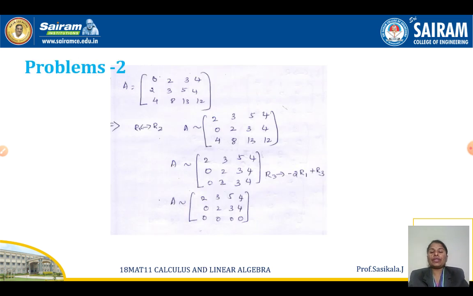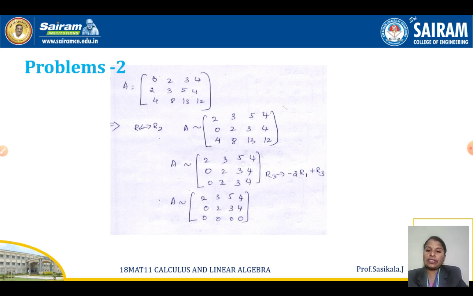Clear? So we'll go with one more example. Here the example is finding the rank of a matrix. A is equal to 0, 2, 3, 4, 2, 3, 5, 4, 4, 8, 13, 12. Okay. So this is not like the previous one, isn't it? In the previous one, the first entry was already 1. So easily we did. But here the first entry is 0.